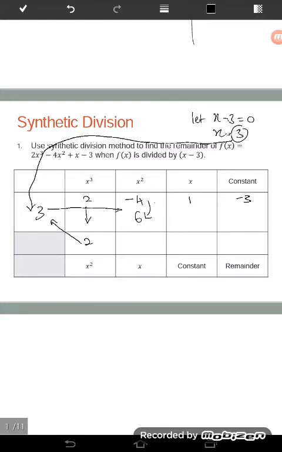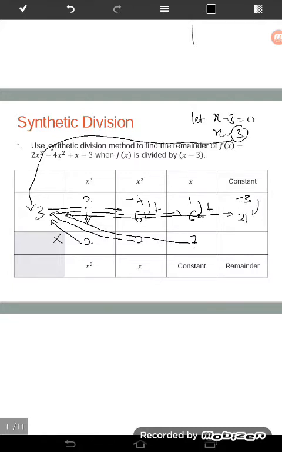So this 2 we add, so negative 4 plus 6 becomes 2. Then times, so darab, 2 times by 3 which is 6, and put here 6. Then 1 plus 6 becomes 7. And then 7 times by 3 and put there, so letak kat hujung. Okay, so 7 times by 3 which is 21. So negative 3 plus 21, so the answer is 18.